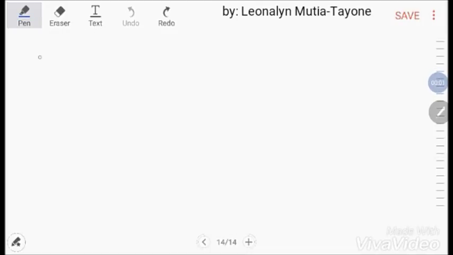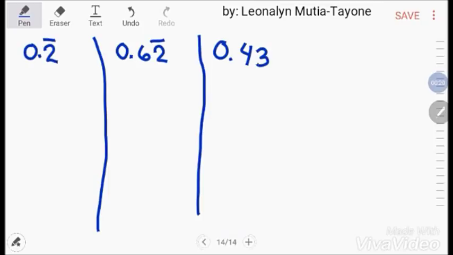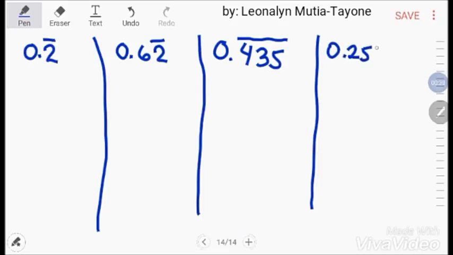Para mas lalong maintindihan ang shortcut natin, shortcut method, 0.2, lagay natin yan. Yung 2 ang repeating number. Tapos, 0.62, ang 2 ulit ang repeating number. Tapos, 0.435, yung 435 ang repeating na number. Tapos, yung 0.2521, yan yung 21 ang repeating number.